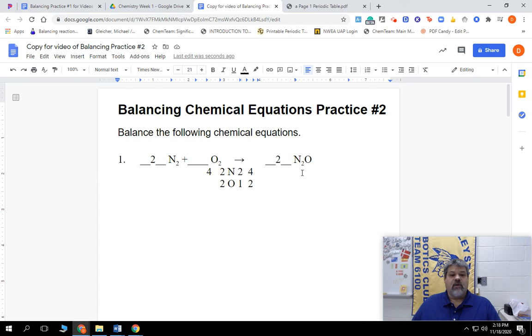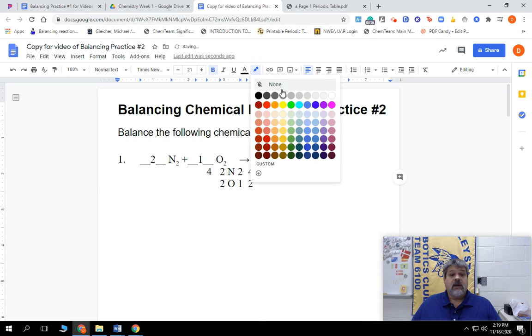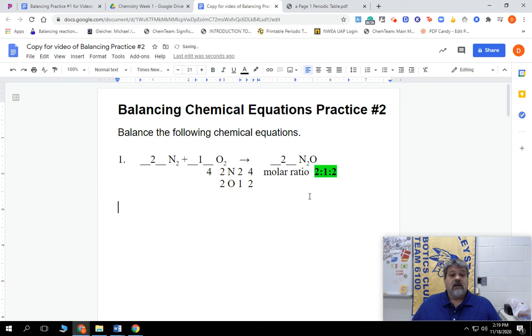So we have to write out our molar ratio. And our molar ratio is going to be 2 to 1 to 2. So we're going to put that in there, 2 to 1 to 2. I look at that and go, okay, can I reduce it? Which I cannot reduce. So we're going to make it bold, and then highlight it. That would be our final answer.